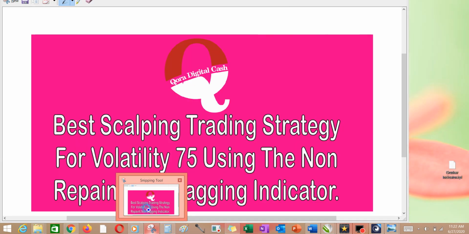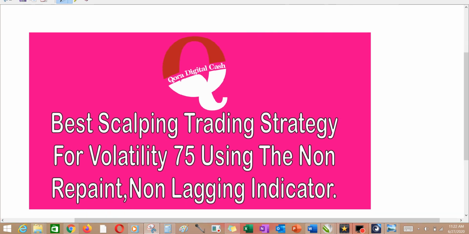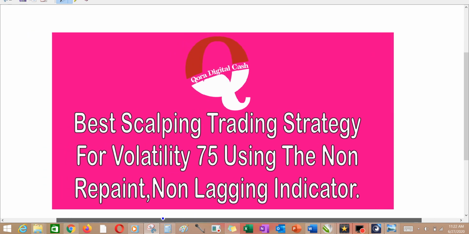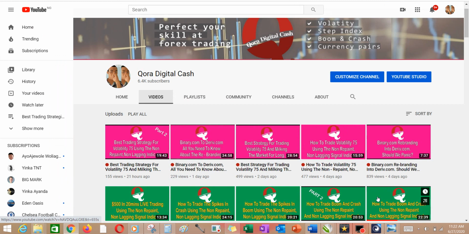Today we'll be looking at the best scalping trading strategy for volatility 75 using the non-repaint, non-lagging signal indicator. So that is what we'll be looking at, how to trade volatility 75 using the signal indicator.